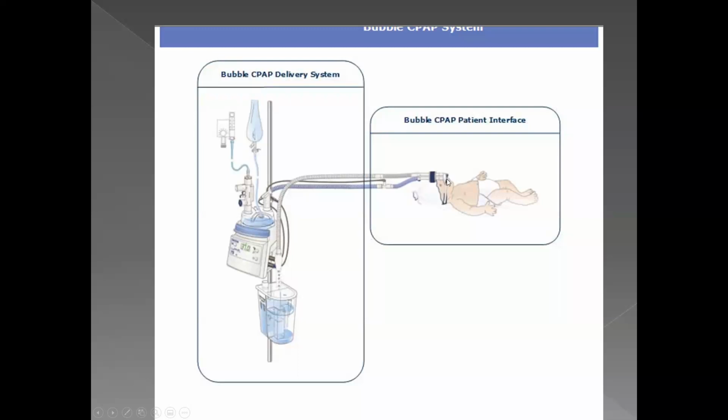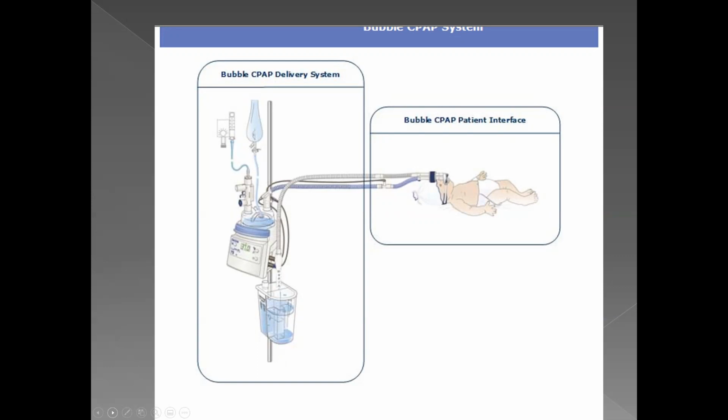So the flow goes through, picks up warmth and humidity from the humidifier. And then it's delivered to the nasal prongs. When the baby exhales, the air flows, it's the white tubing, it flows into this container that has water in it. And it's the air going through different levels of water that create the positive pressure. And the bubbles create the oscillation. So bubble CPAP.